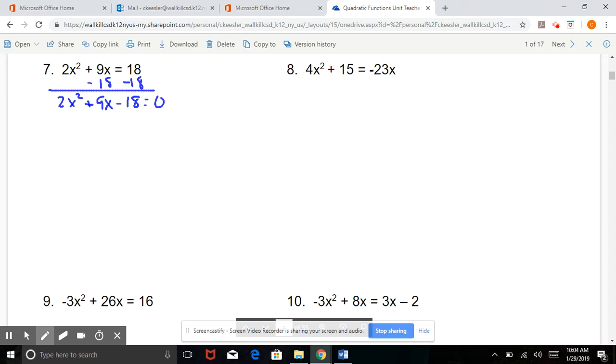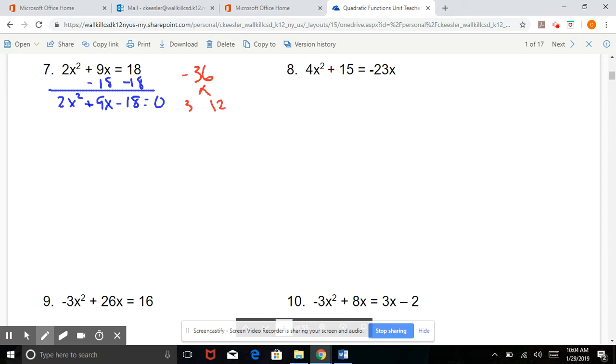Now we need to multiply our a and c terms. 2 times negative 18 is negative 36, and we have to think of the factors of negative 36 that have a sum or difference of positive 9. So in this case, we know 1 and 36 make 36, but their difference is 35. We know 2 and 18 makes 36, but their difference is 16. We know 3 and 12 make 36 when we multiply them together, and their difference is 9. So we're going to go with 3 and 12.